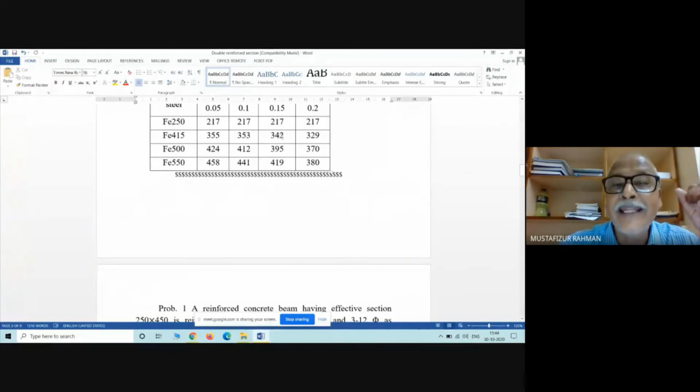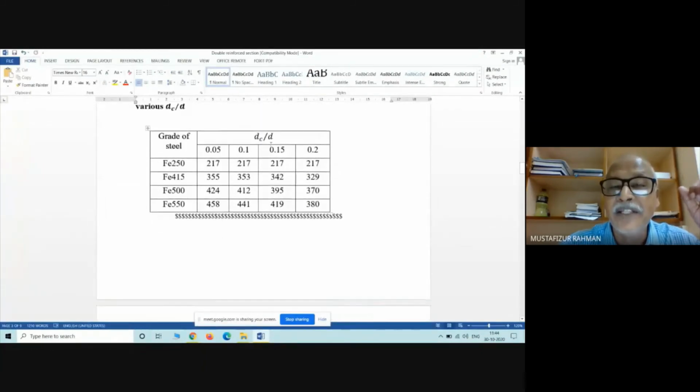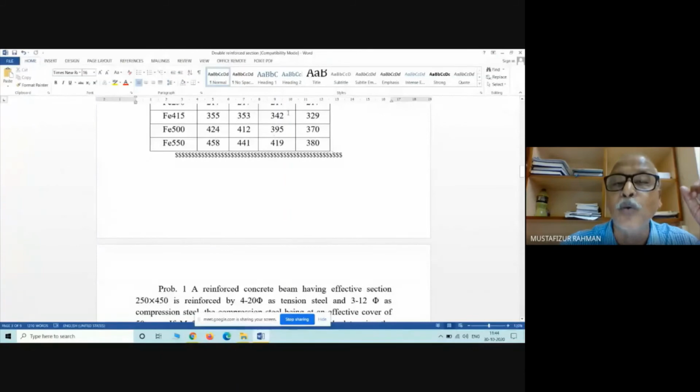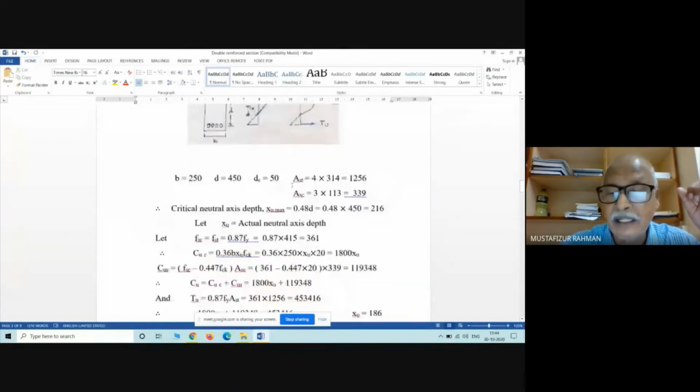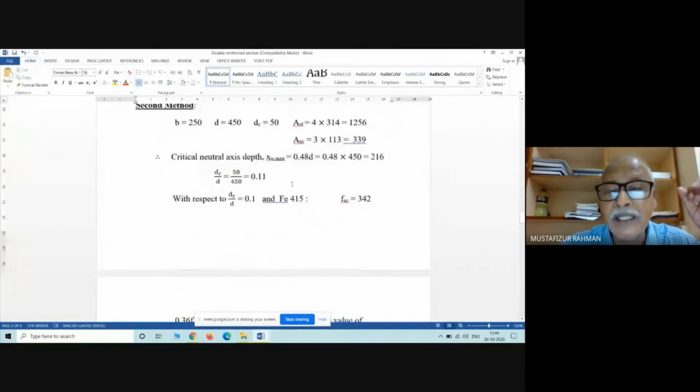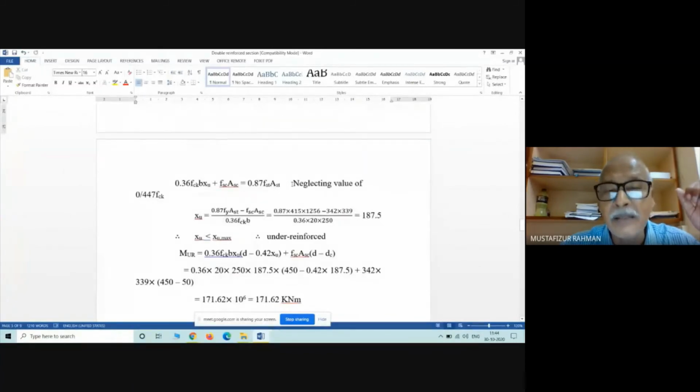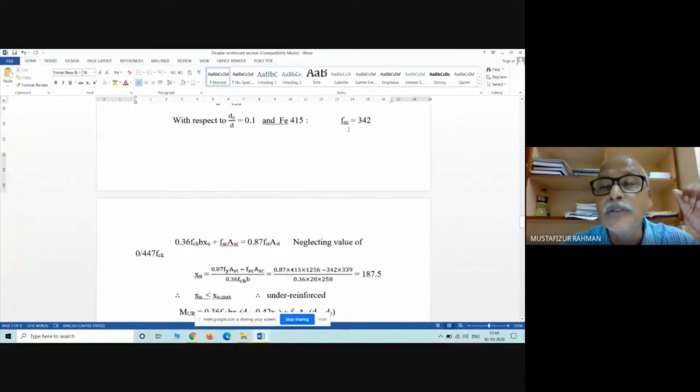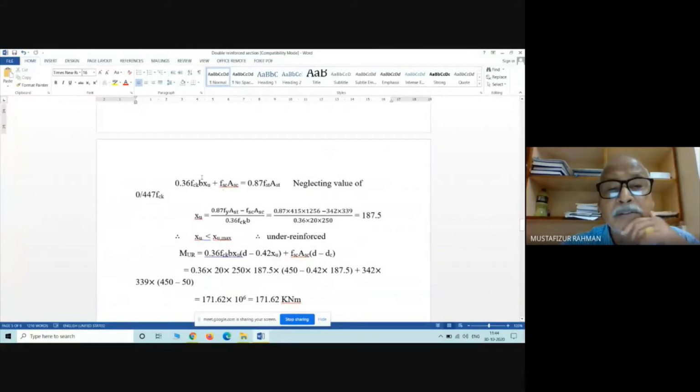Now, why I have taken 342, which is less than 353. I have taken stress induced less than 342. Now, what is happening taking 342? What FSC, I have taken 342, right? So 0.36 FCK B into XU, FSC, ASC, and FY, neglecting the value. Yes, we had neglected it here.